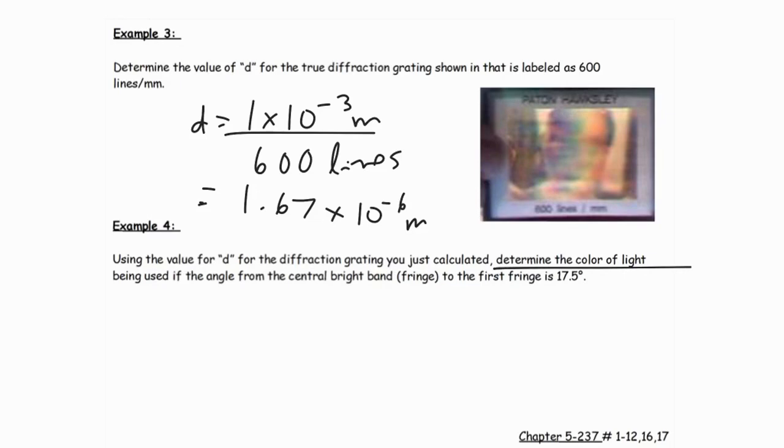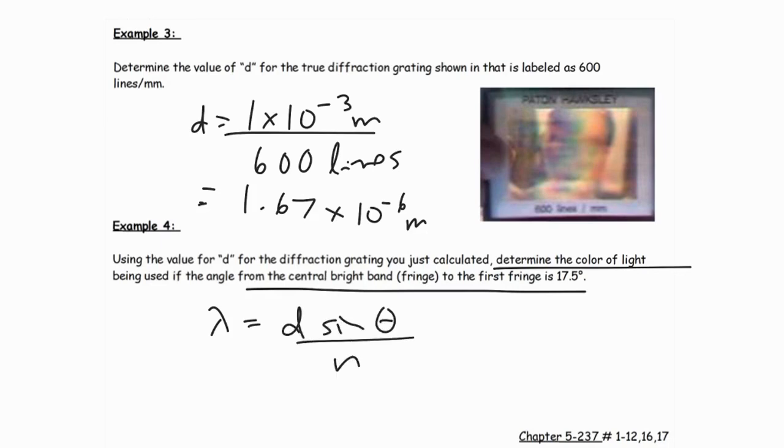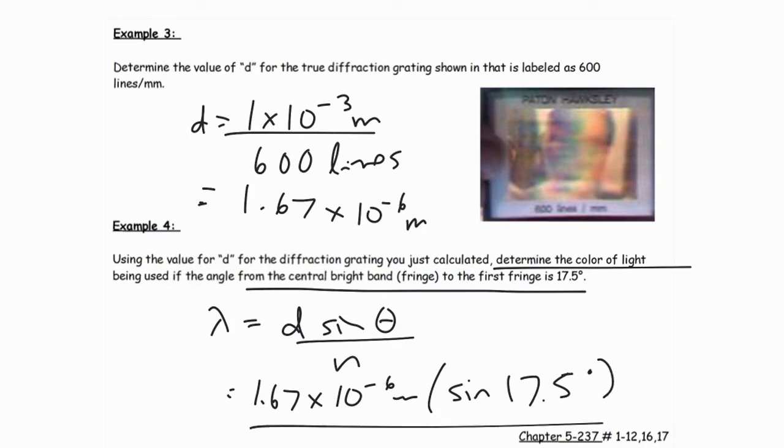So I want to find the color of light, lambda. The angle from the central band to the first fringe is 17.5 degrees. So I have d sine theta over n. d is 1.67 times 10 to the negative 6 meters times the sine of 17.5 degrees divided by 1. So my answer, times sine of 17.5 degrees, gives me a wavelength of 501 nanometers.